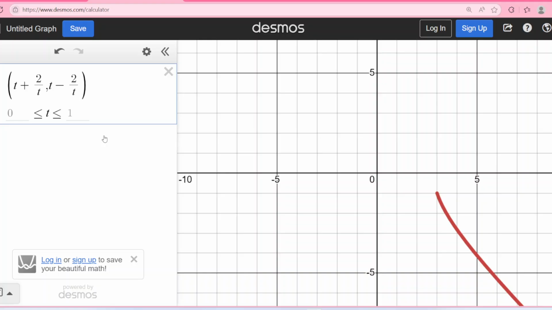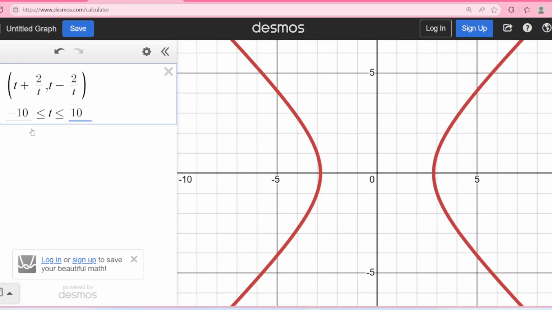Right, and once you do that, it automatically sets up a range of 0 to 1 for t. I'm going to change this to just negative 10 to 10. Right. And look, it looks like a hyperbola, right? And you could eliminate the parameter and get an equation involving just x and y, a rectangular equation for this. I'm sure you could eventually get it into a hyperbolic form.